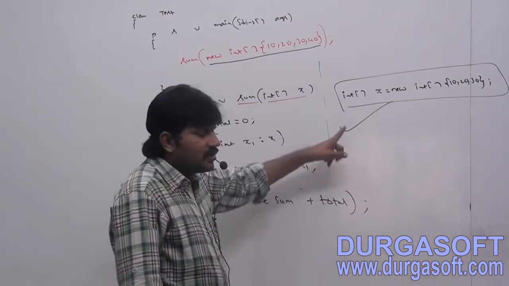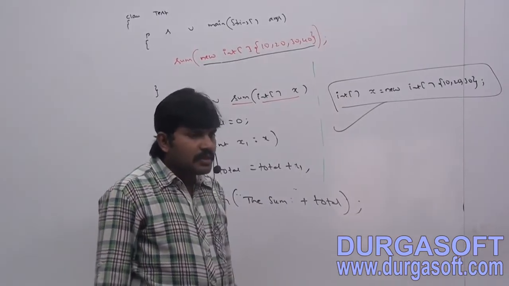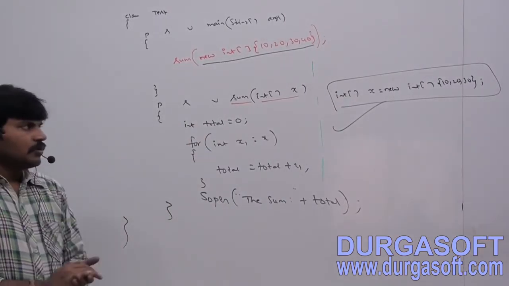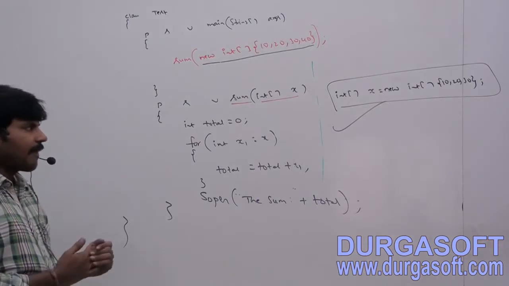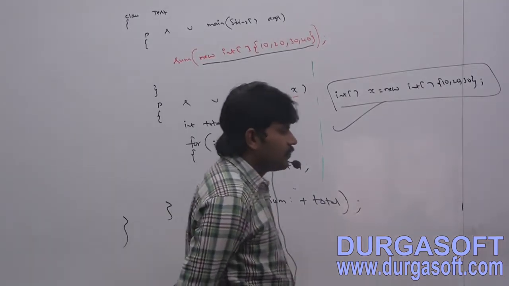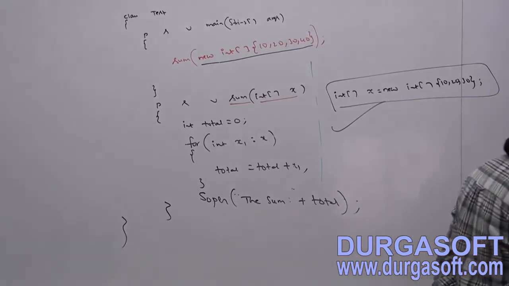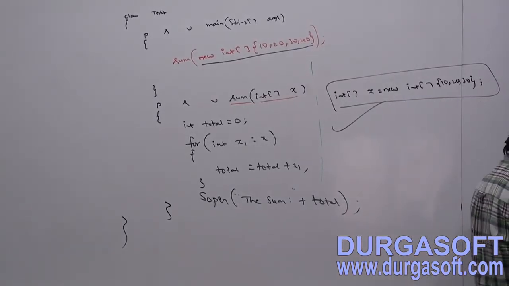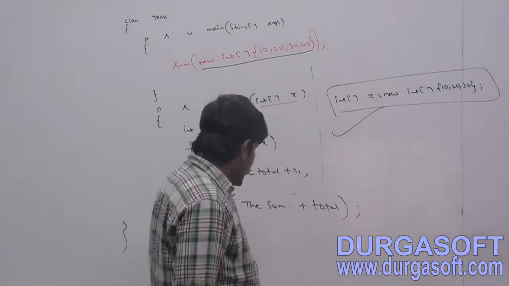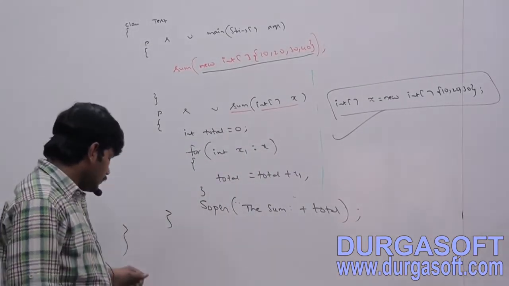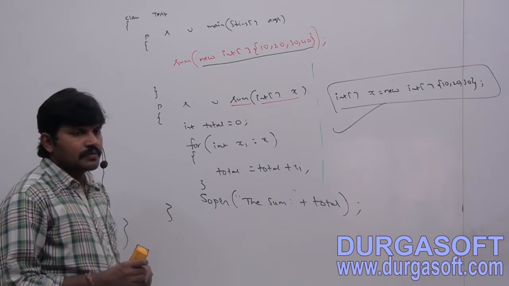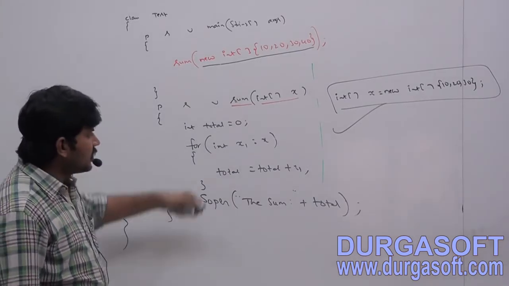Okay, take this example: int array x is equal to new int array of 10, 20, 30. Like this. I hope it's clear, right? Now take this example.